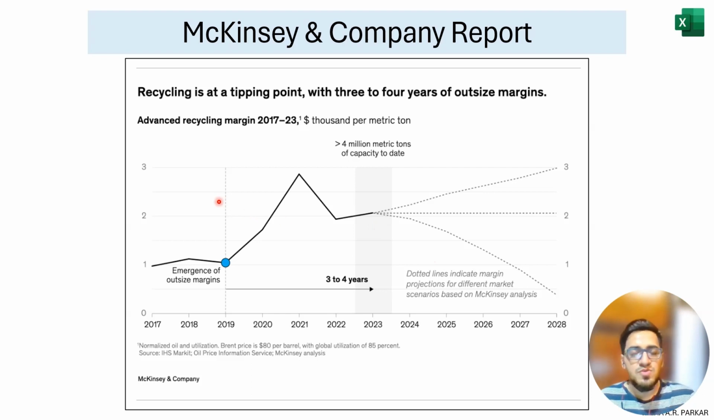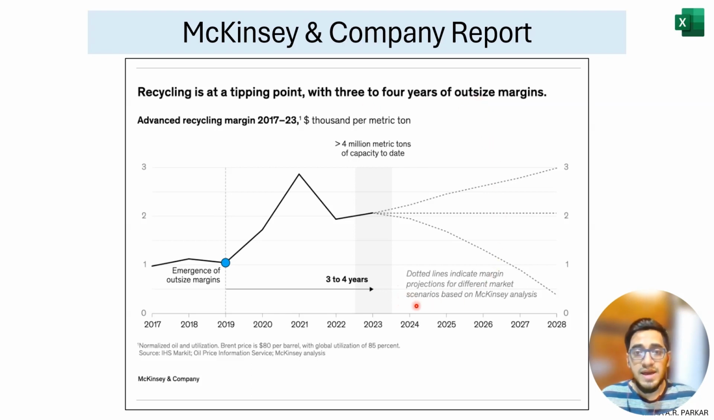What is interesting to note about this McKinsey chart specifically is that, along with the chart, they've added a header. The header is not just talking about what the chart is, but it is revealing an insight. Recycling is at a tipping point, which means the current year, 2023, with 3 to 4 years of outsized margins, right? Now, what margins are they talking about?